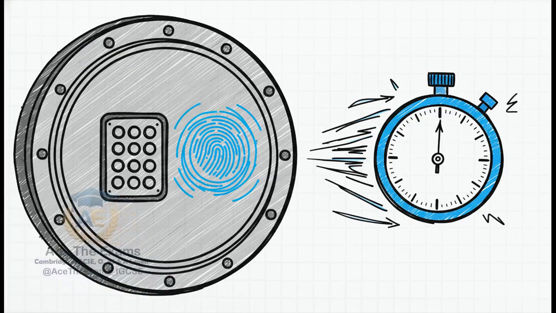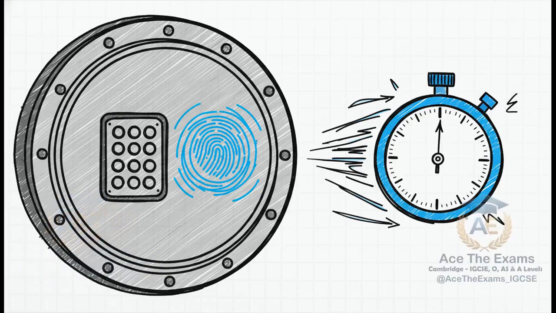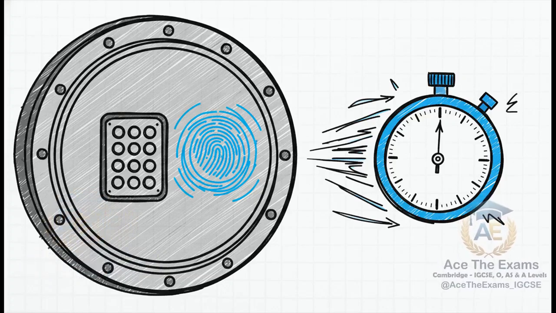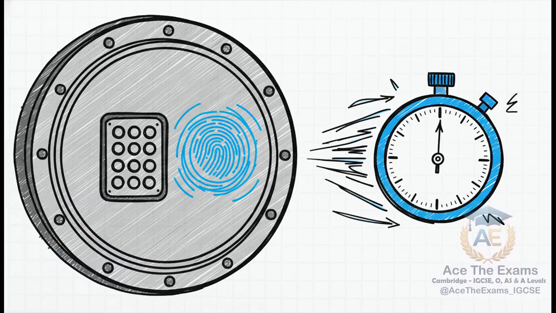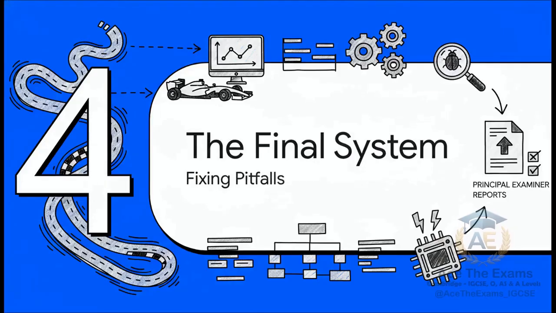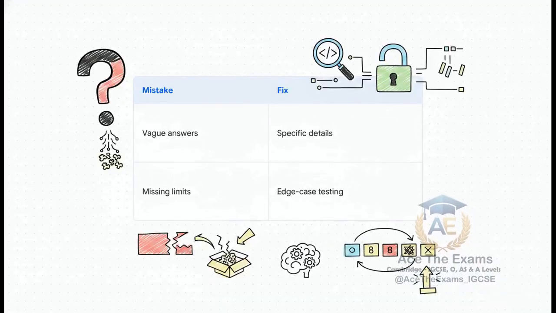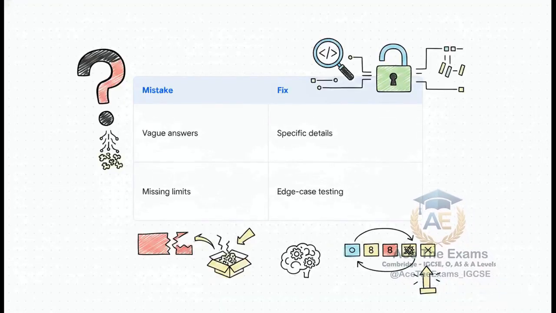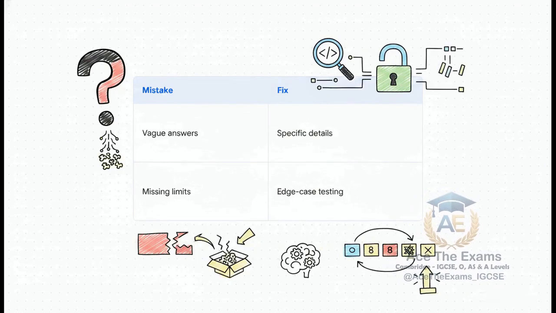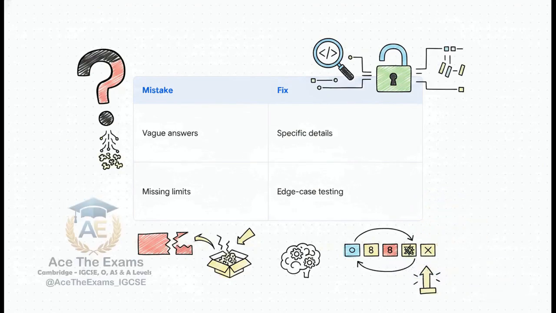If you structured your thought process exactly like that, you're thinking exactly like a top-tier candidate. You are evaluating alternatives and justifying recommendations, which are those crucial higher-order assessment objectives. Let's bring it all together into the final system. Here is how we troubleshoot those examiner pitfalls. Notice how clearly these common problems actually map to solutions. In a Formula One race, the telemetry data tells the engineers exactly where the car is losing time on the track. For us, the principal examiner reports act like our telemetry data.